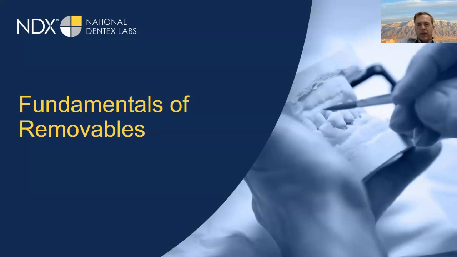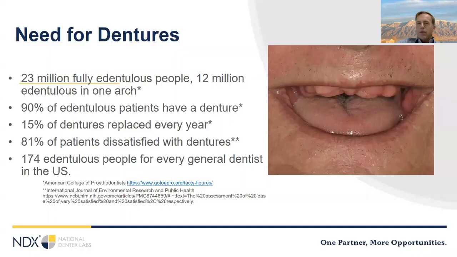Let me jump into it. I got a lot of content to cover today, so here we go. I have a couple slides here at the beginning that talk about partials and dentures, but specifically how many edentulous patients there are. I know, especially in residency, you see a lot of edentulous patients, but there are general practices that don't really treat them. I feel like this is the key statistic, that there's 174 fully edentulous patients for every general dentist, in addition to the partially edentulous. So there's a huge need for this.